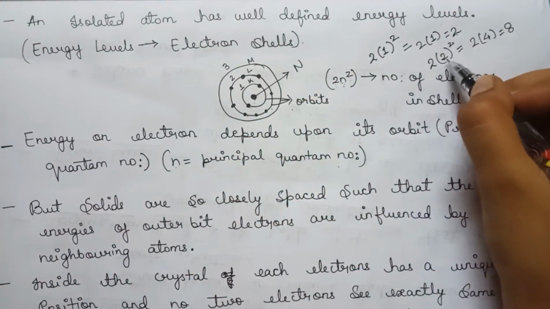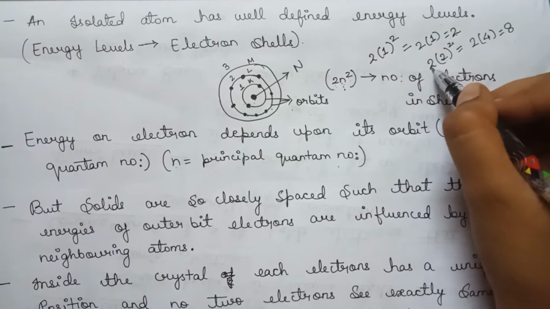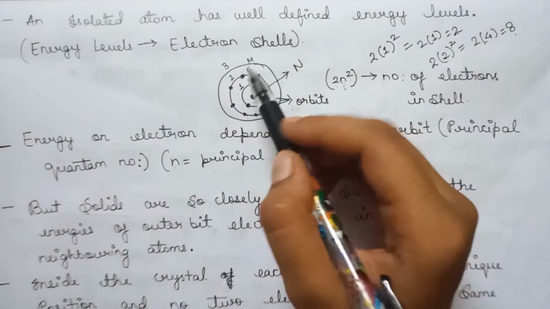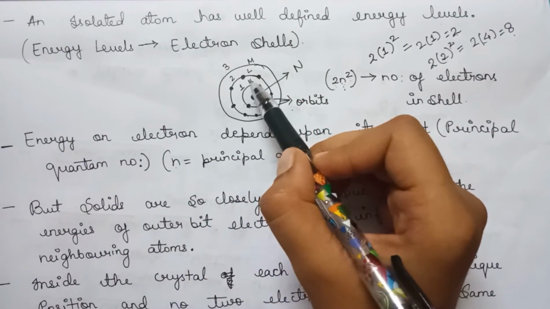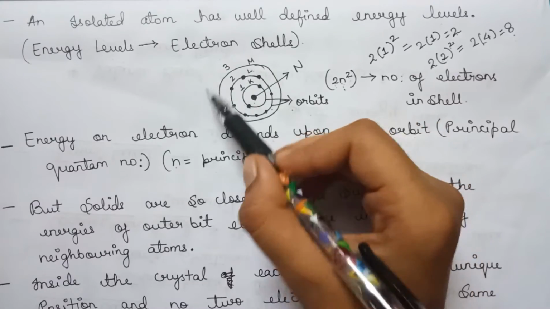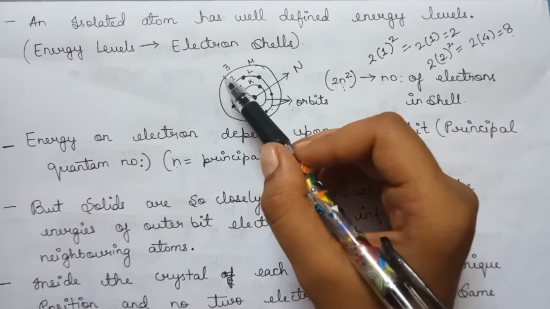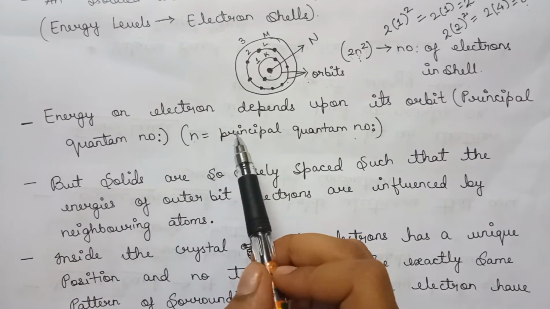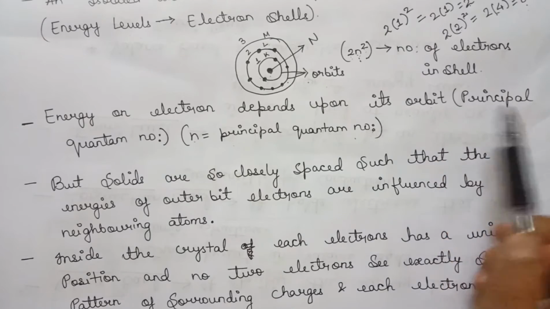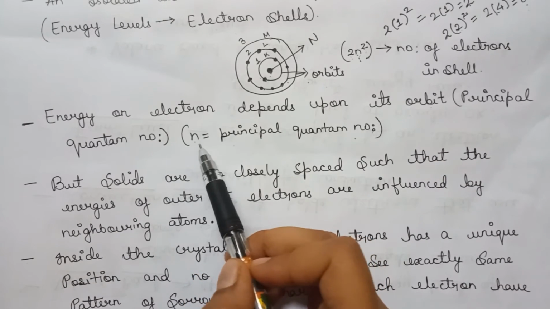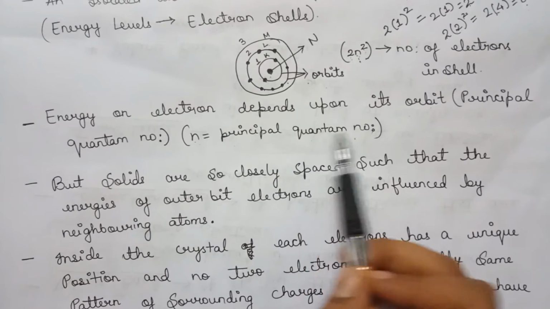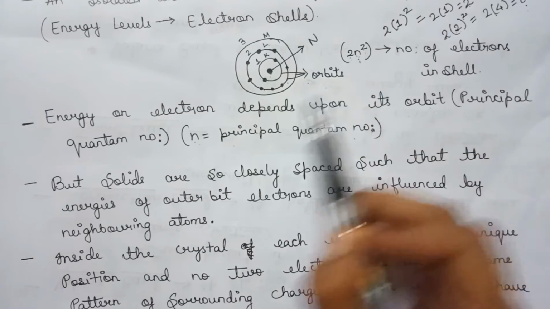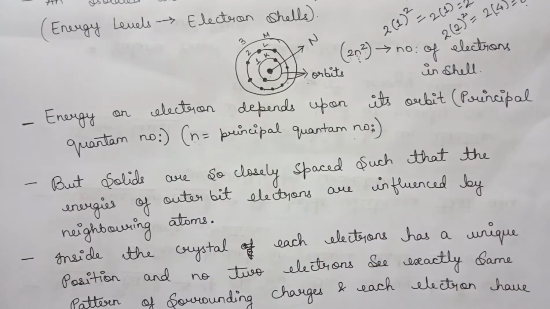Now if we put 2 in the place of n, then we get 2 into 2 square, that is 2 into 4, which is 8. So we can place 8 electrons in the next shell, that is the L shell. This is how we place the number of electrons in the remaining shells. The energy of an electron depends upon its orbit, the principal quantum number. Here in the formula 2n square, n represents the principal quantum number.